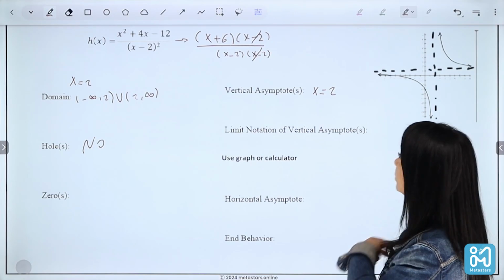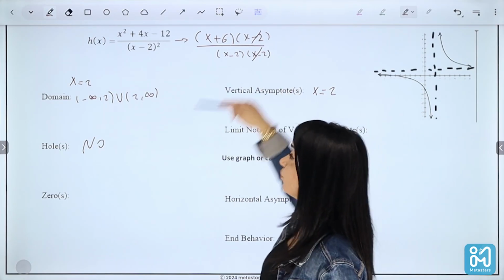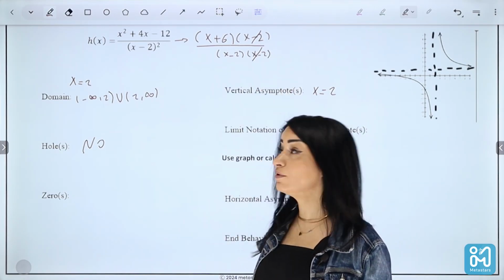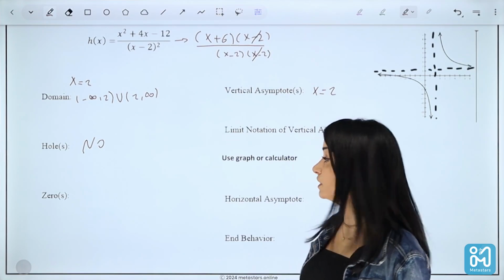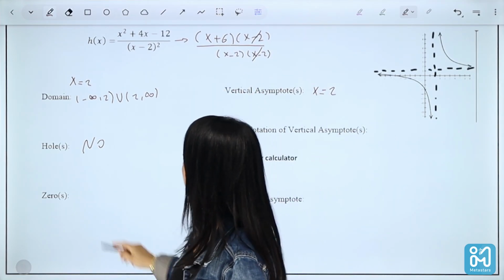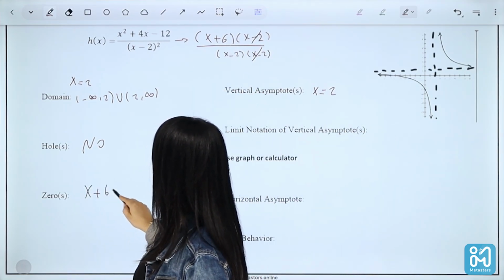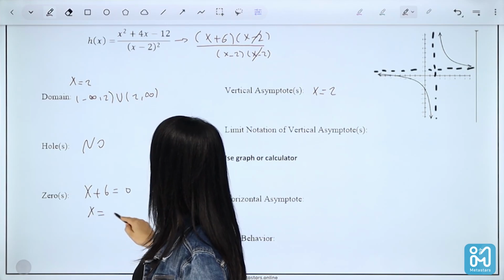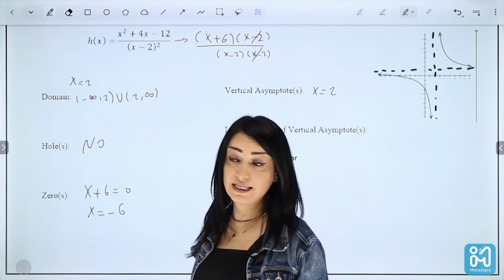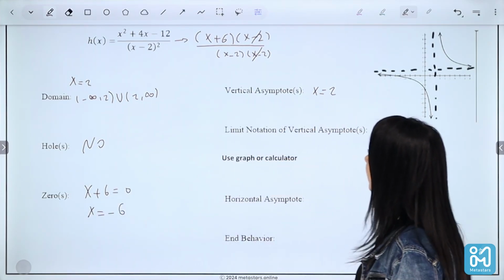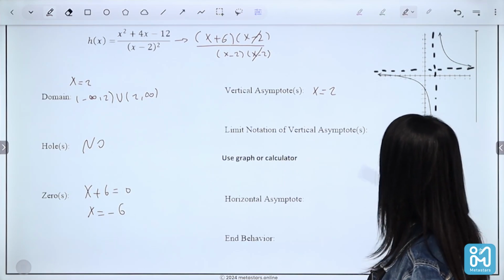Now we need to find what? We need to find the zeros. After we simplified, what is the value that makes the numerator equal to 0? Actually, here we have x plus 6 equal to 0. So we have it at x equals what? x equals negative 6. Okay, vertical asymptote.